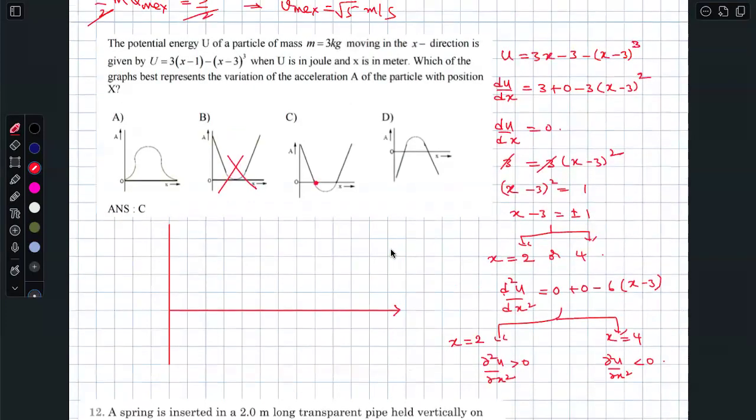U is 3x minus 3. We should have some Desmos kind of situation. No? One minute. Let me see, do I have Desmos in my system?